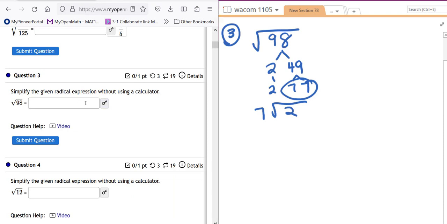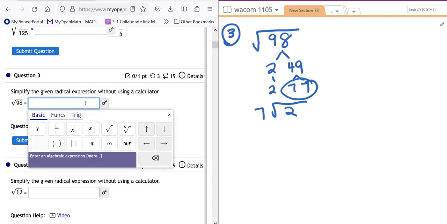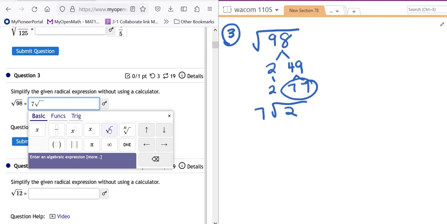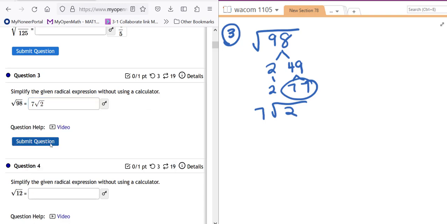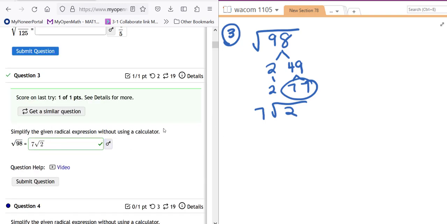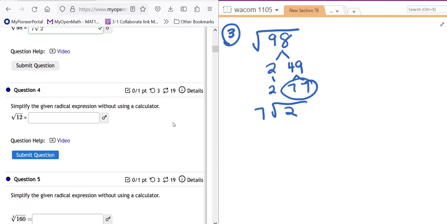So I'll type this one. You should have already practiced one like this. All these are coming from the homework. So 7, and then your radical button. Don't use this one. It puts it as an index. So if you were doing a different root, you would pick that one. All right, so it should look like that. Question 4 is the same kind. You would break 12 down. So I will skip it since it's the same kind.